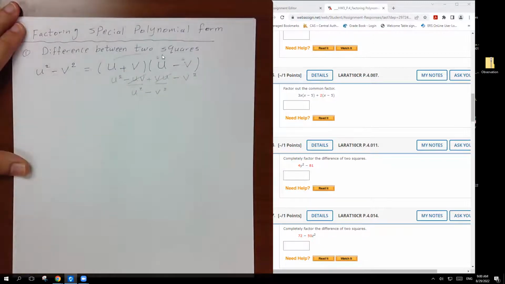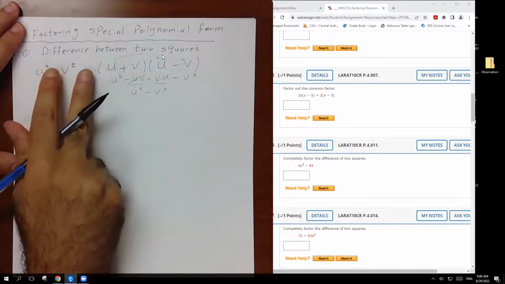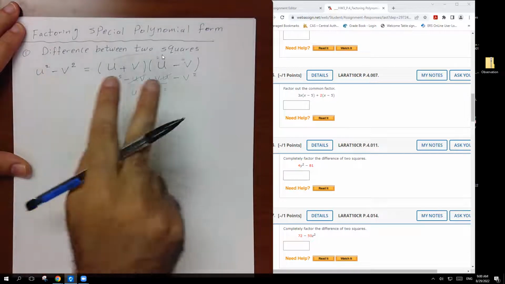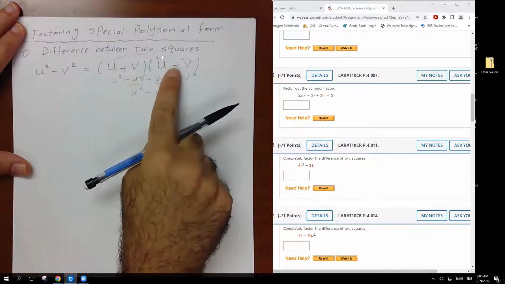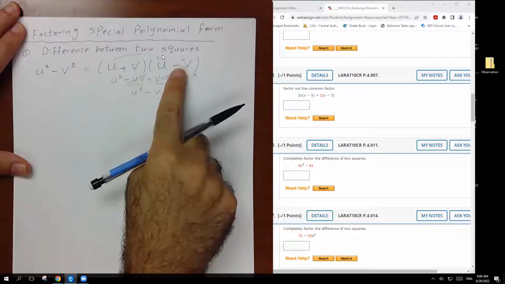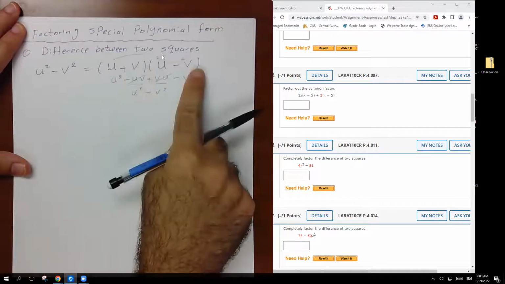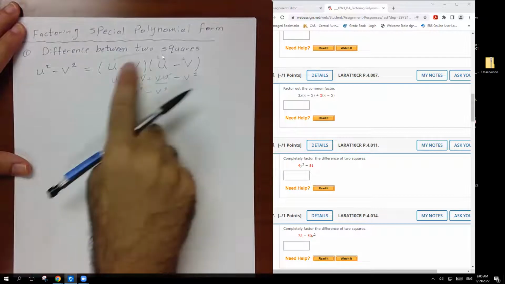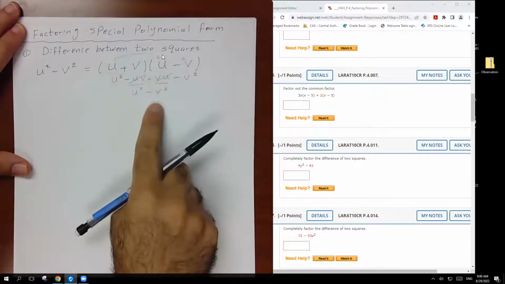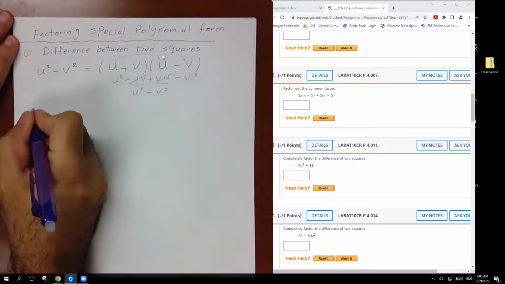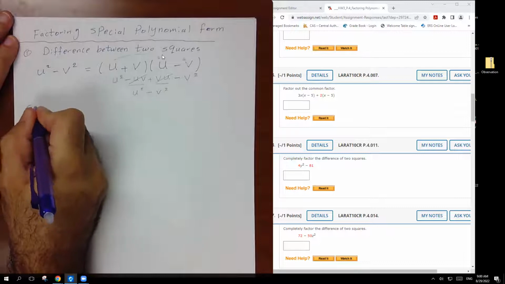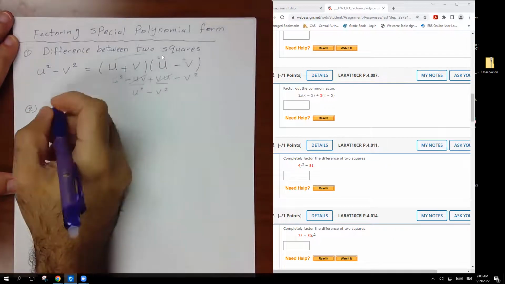So the rule for the difference between two squares, open two parentheses, 1 plus 1 minus, 1 u here, 1 v here, 1 v here. This is just to check your solution if it's right or not. The second rule is called the perfect square. I'm going to give you examples for both.